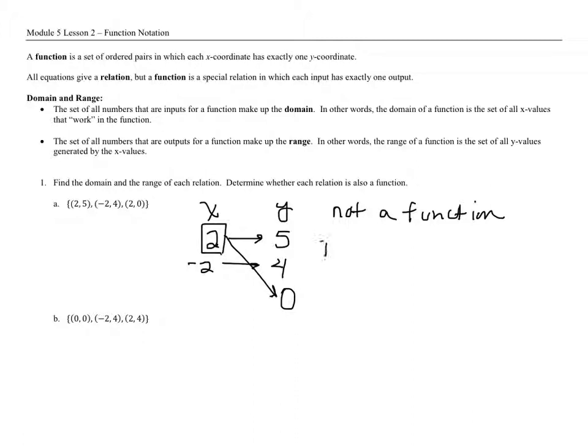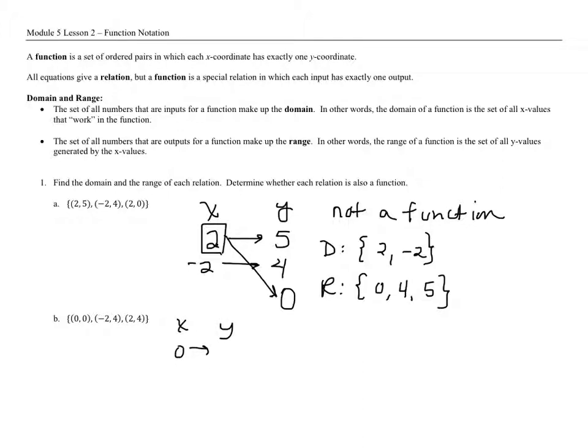However, I can still list the domain. The domain is 2, negative 2. And the range has three values: 0, 4, and 5. I really don't care if you list them in order, but I do care that you put the squiggly brackets. They have to be squiggly. Don't use parentheses because it could be construed as an ordered pair. Okay, let's do the next one.